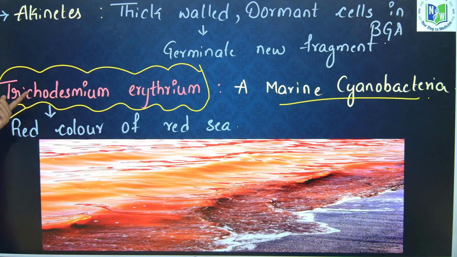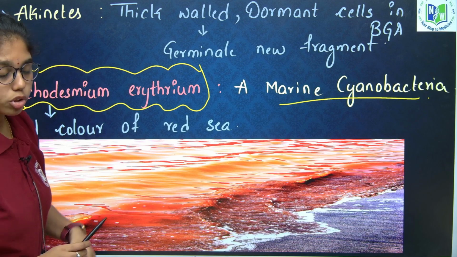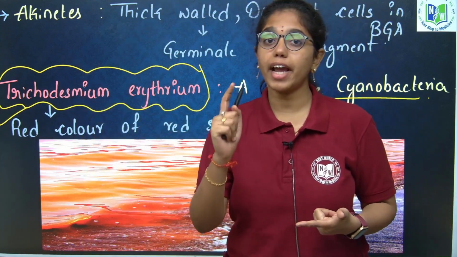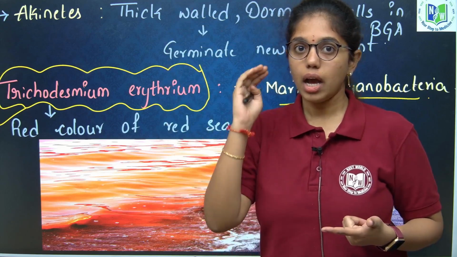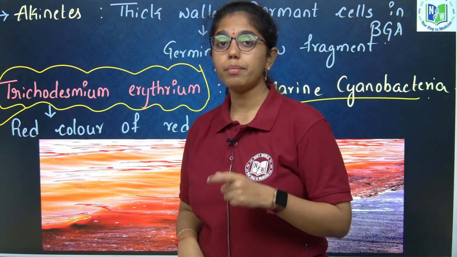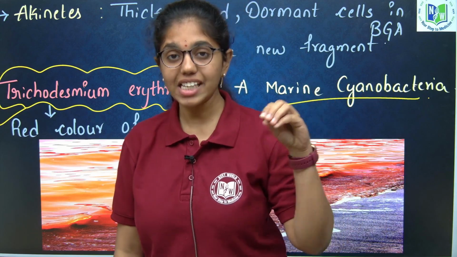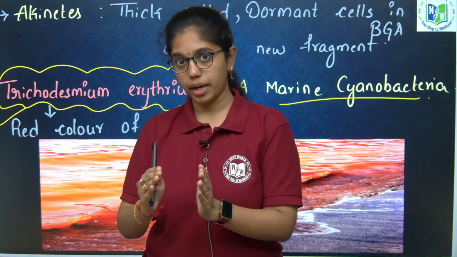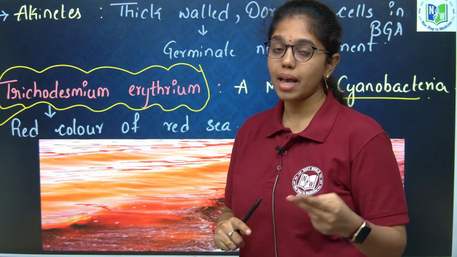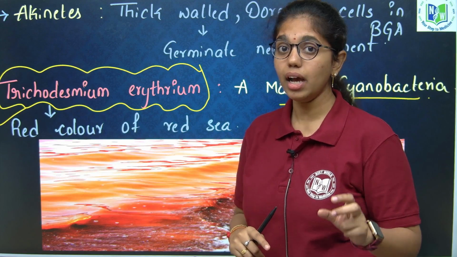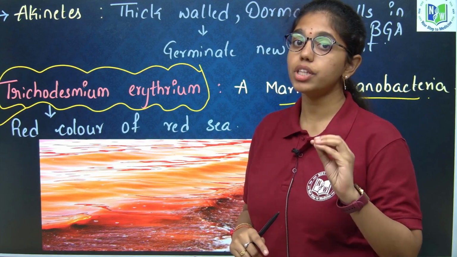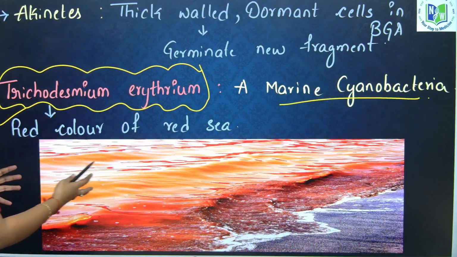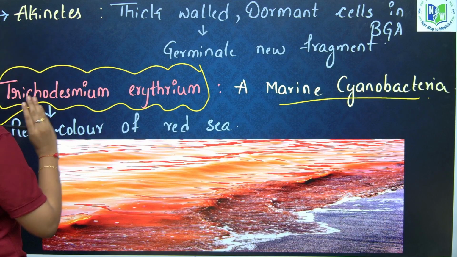Example is Trichodesmium erythraeum. Don't get confused between Trichodesmium and Gonyaulax, which is the example of dinoflagellates under Protista. Gonyaulax releases saxitoxin during their proliferation, which makes the sea appear red. And here there is one more example under cyanobacteria, that is Trichodesmium, which lives in the Red Sea, that makes the sea appear red as they proliferate.